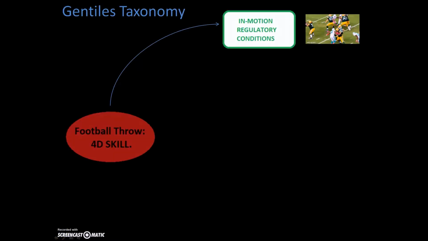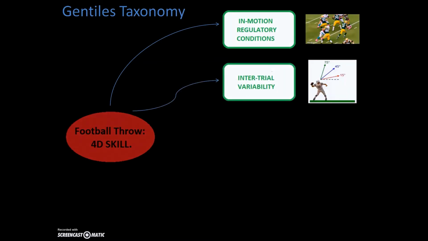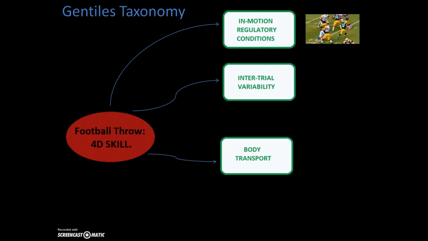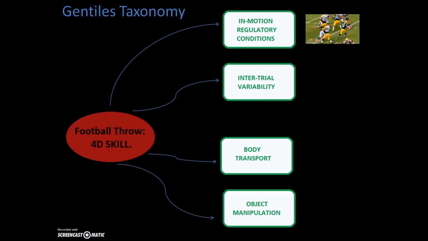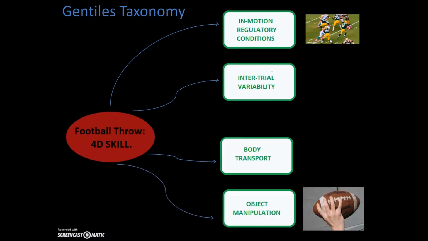Classification of the football throw under Gentile's taxonomy would indicate a 4D skill. That's due to its in-motion regulatory conditions, the inter-trial variability, as two throws are very rarely the same, the body transport that takes place, and the fairly obvious object manipulation.